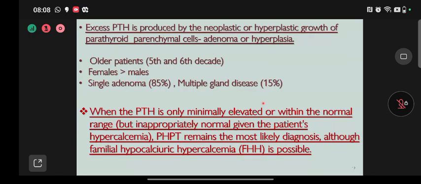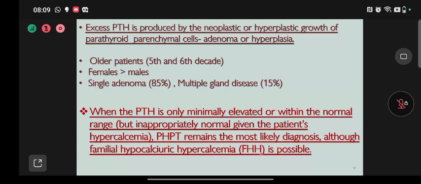Excess PTH is produced by neoplastic or hyperplastic growth of parathyroid parenchymal cells, that is adenoma or hyperplasia, seen in the older patients, in the 5th and 6th decade, and common in females as compared to males. Usually it is a single adenoma in 85% of the cases, and in 15% of the cases it's multiple gland disease. And when the PTH is only minimally elevated or within the normal range, PHPT remains the most likely diagnosis, although FHH is also possible.